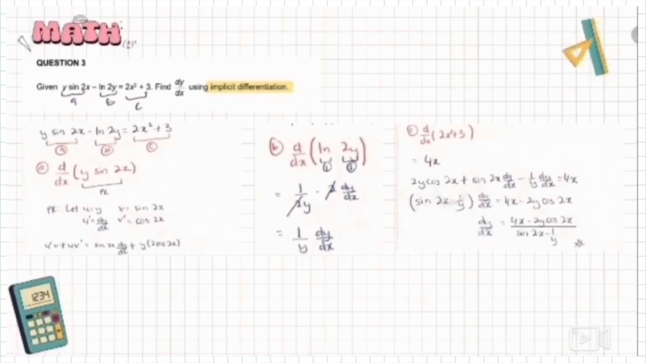So for 2y cos 2x, we have to move to the right side, so it will become 4x minus 2y cos 2x. So to get the dy/dx, we have to move sin 2x minus 1 over y, become like this: 4x minus 2y cos 2x over sin 2x minus 1 over y. So this is the final answer.